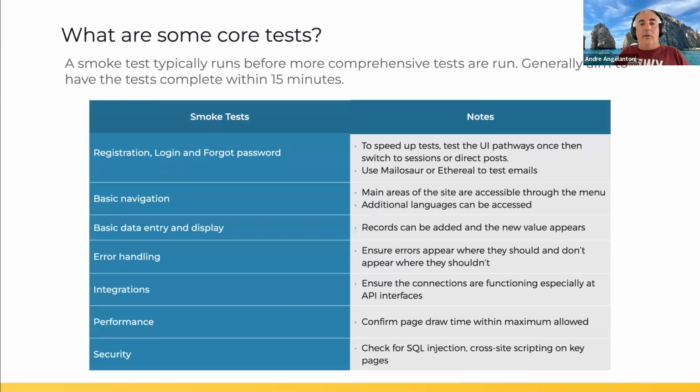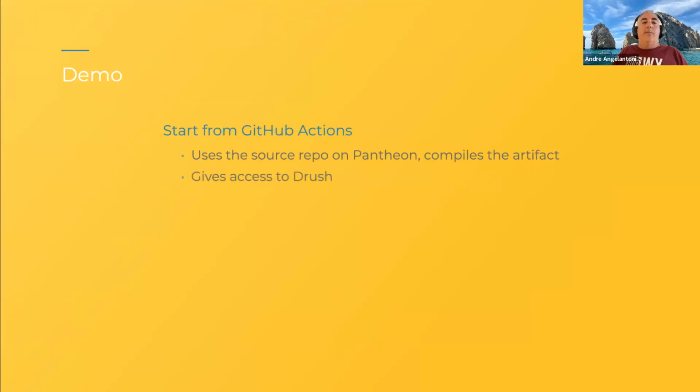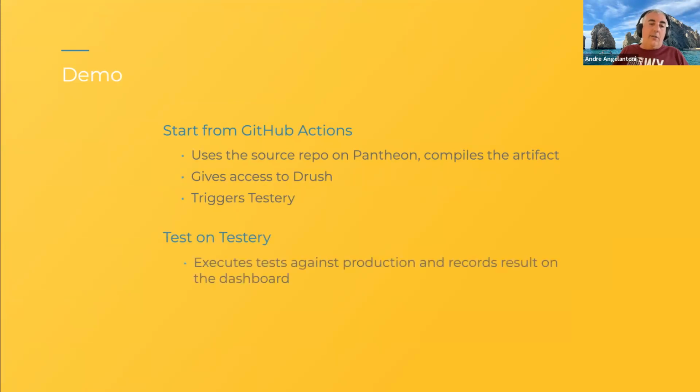I don't even know if I have time for a demo. I won't maybe run too much. Yeah, I'm going to give you guys a demo just to show you some things. So this demo starts from GitHub Actions, and it uses the source repo that's sitting on Pantheon, and then it compiles the artifact. This gives it access to Drush, and then it triggers Testery, and then the tests actually run on Testery.